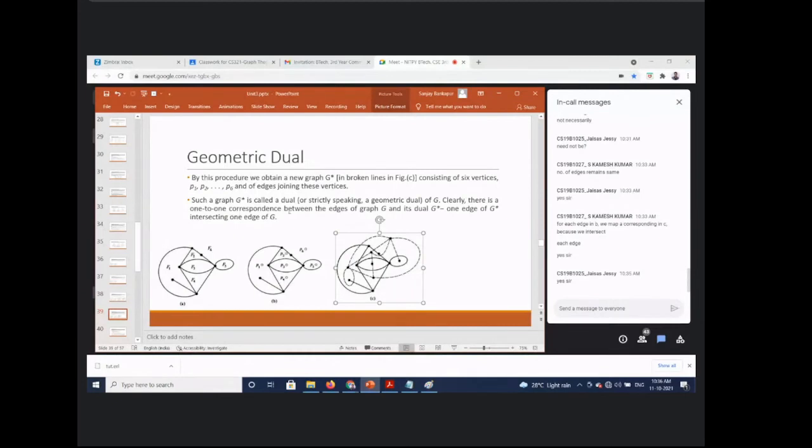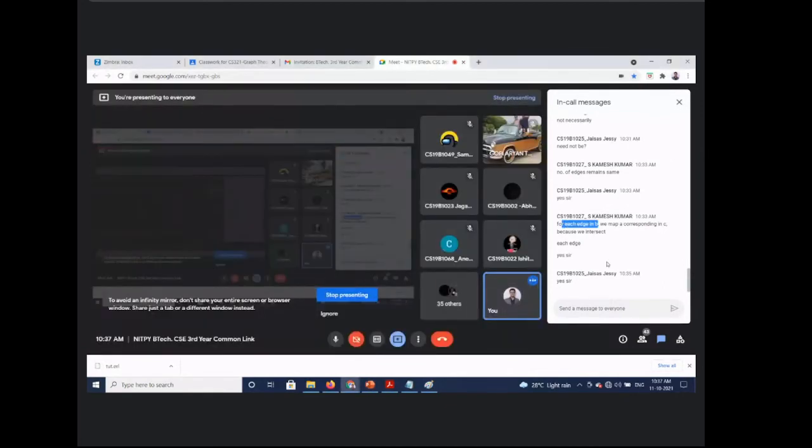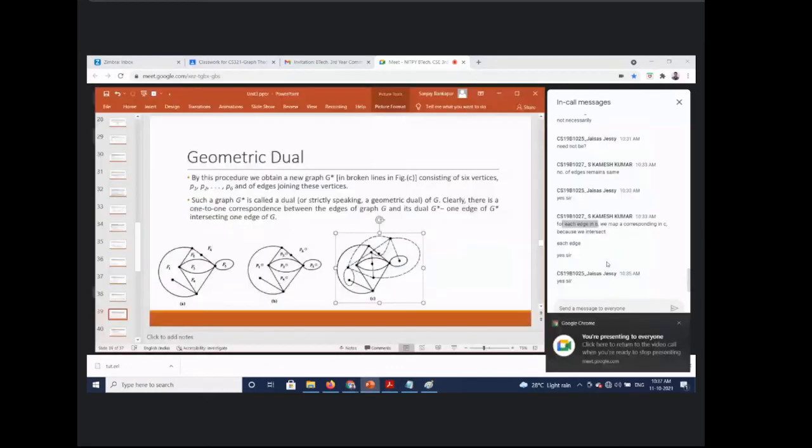Clearly, there is a one-to-one correspondence between the edges of G and its G star. One edge of G star intersects one edge of G. That's why the number of edges, as Kamesh highlighted, for each edge in G, we map a corresponding edge in G star. That's why the number of edges will always remain the same with respect to the geometric dual.